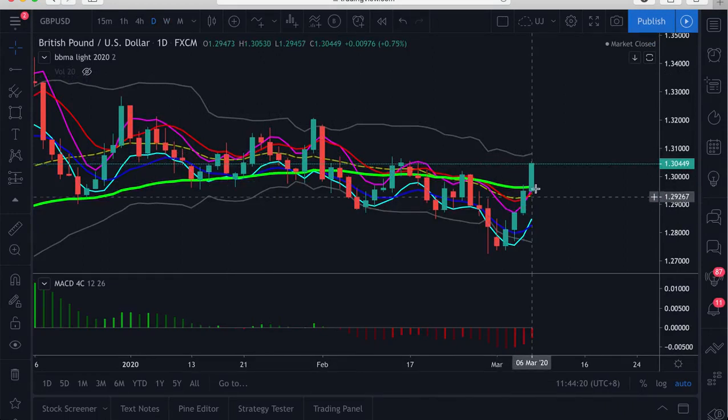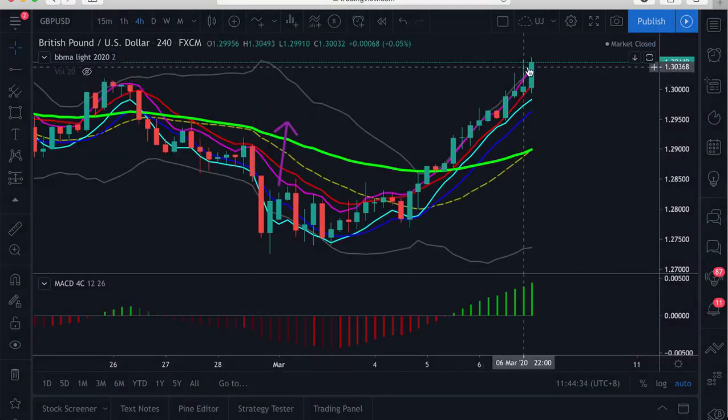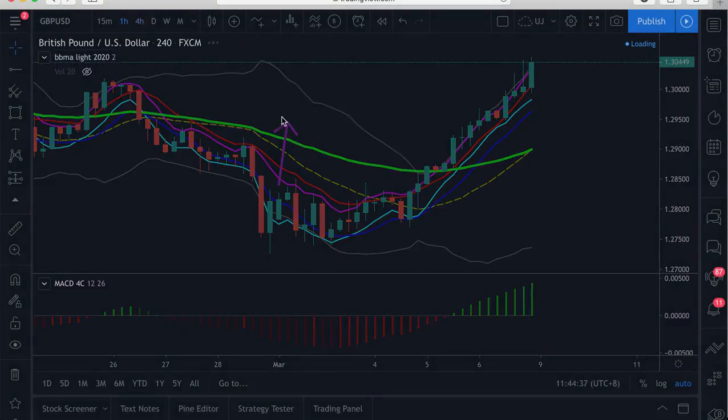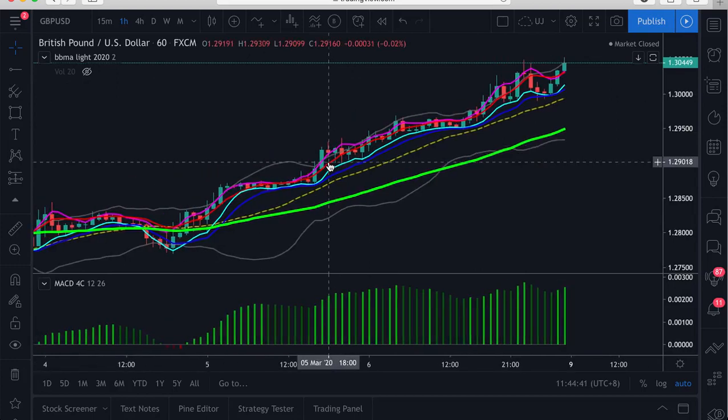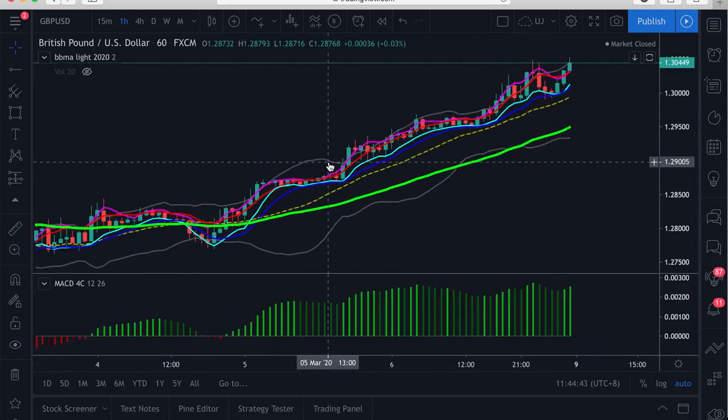And on D1 we can see a MHV sell because the candle closed above EMA 50 but was not able to close above the top BB. So this is a MHV sell. On H4, CSM buy. On H1, CSM buy. So for now, this GBP USD uptrend is still strong.